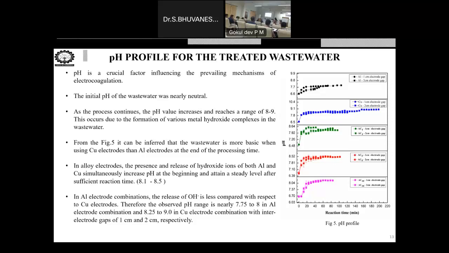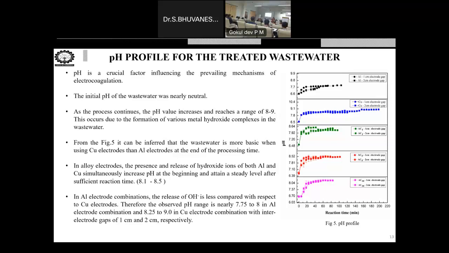This is regarding the pH effect for the different alloys. Here, for aluminium electrodes, what is the initial pH? It is not mentioned here. Okay, the initial pH of the dairy wastewater is 6.6. So the final pH will be in the alkaline range.